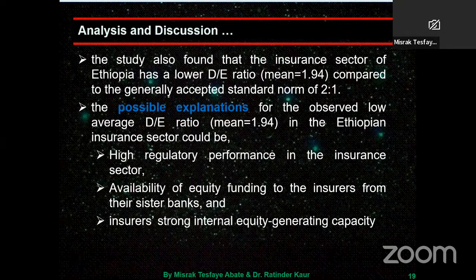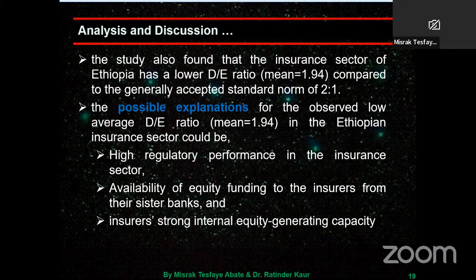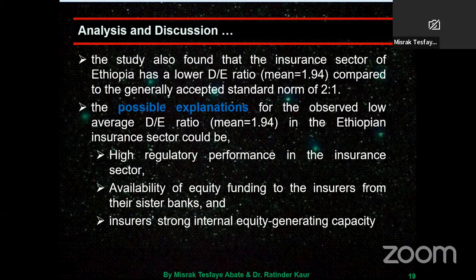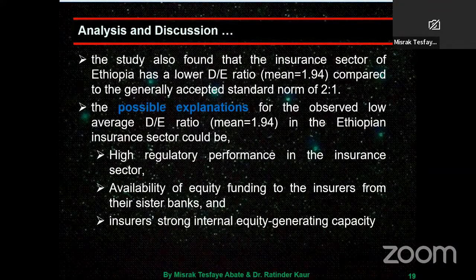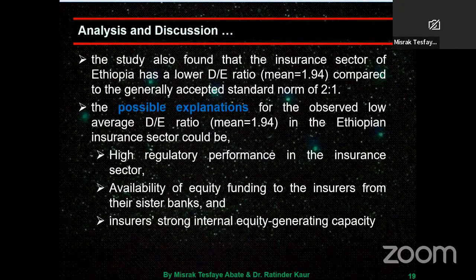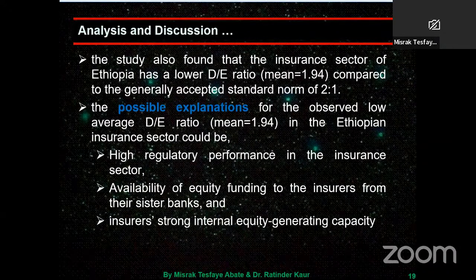This study also found that the insurance sector of Ethiopia has a low debt equity ratio, with a mean debt equity ratio of 1.94, compared to the banking sector's 7.04. So, compared to the generally accepted standard norm of 2, it is a low debt equity ratio, and there are 3 possible explanations based on literature. 1, high regulatory performance in the insurance sector of the country.